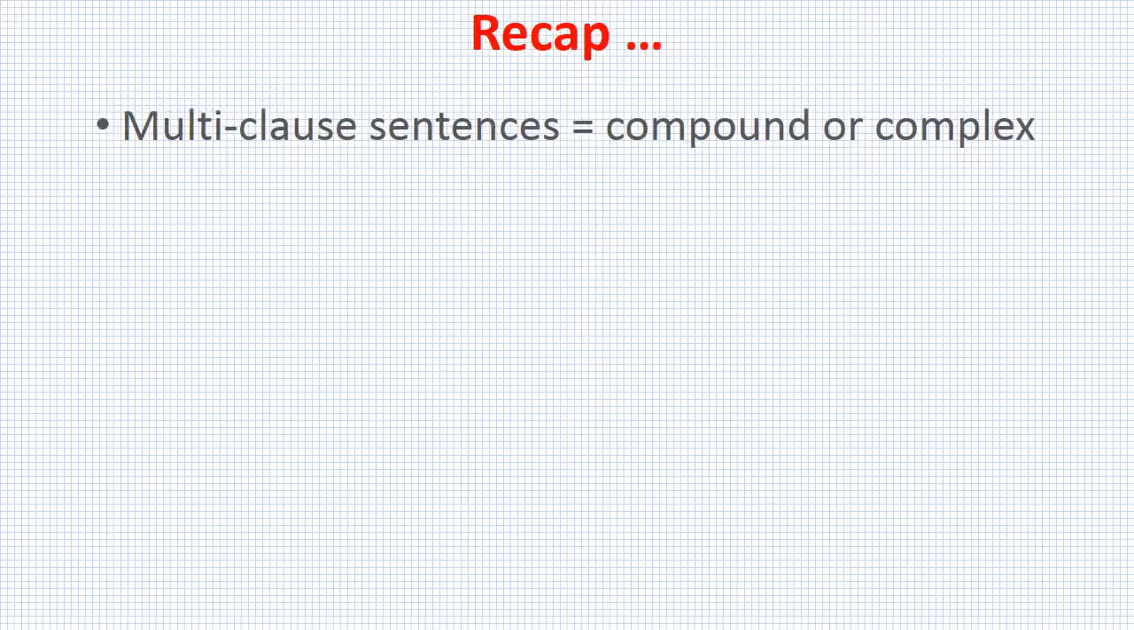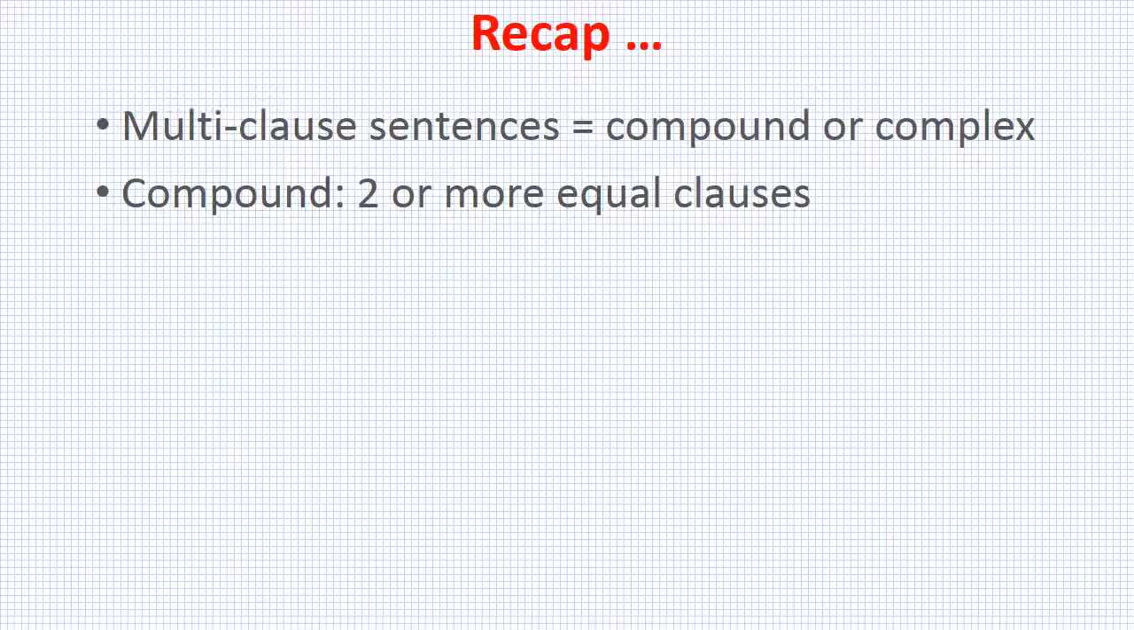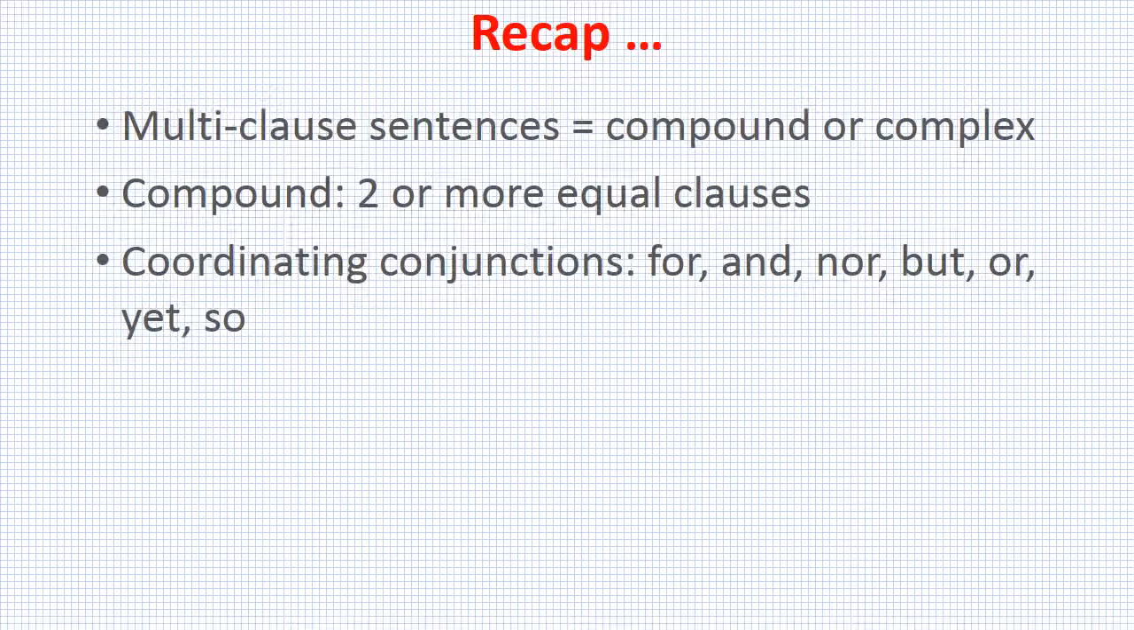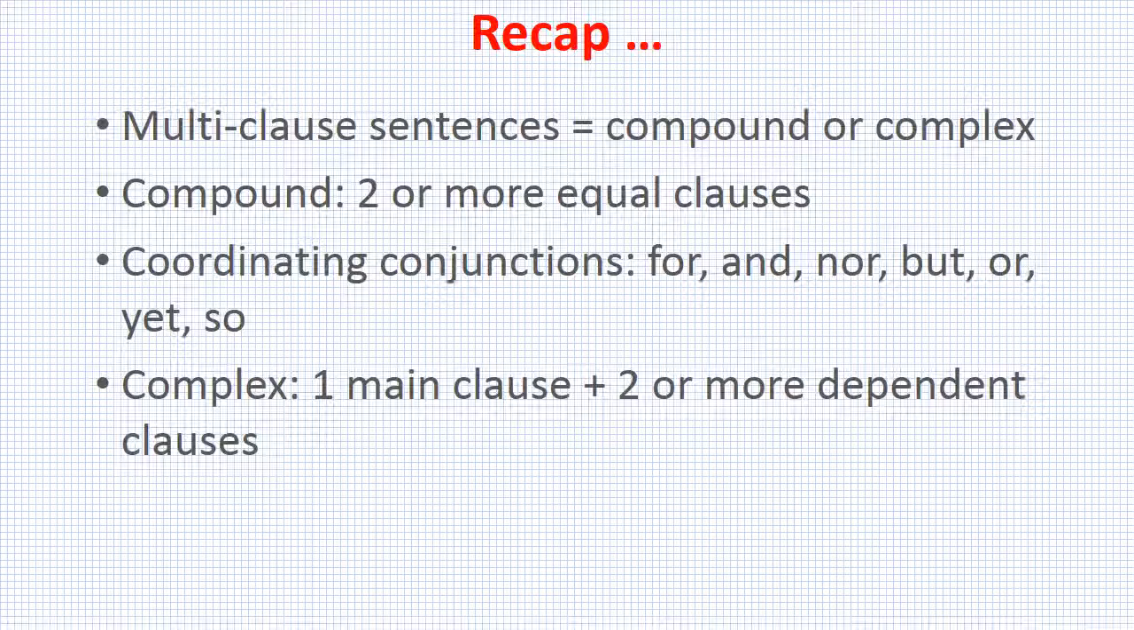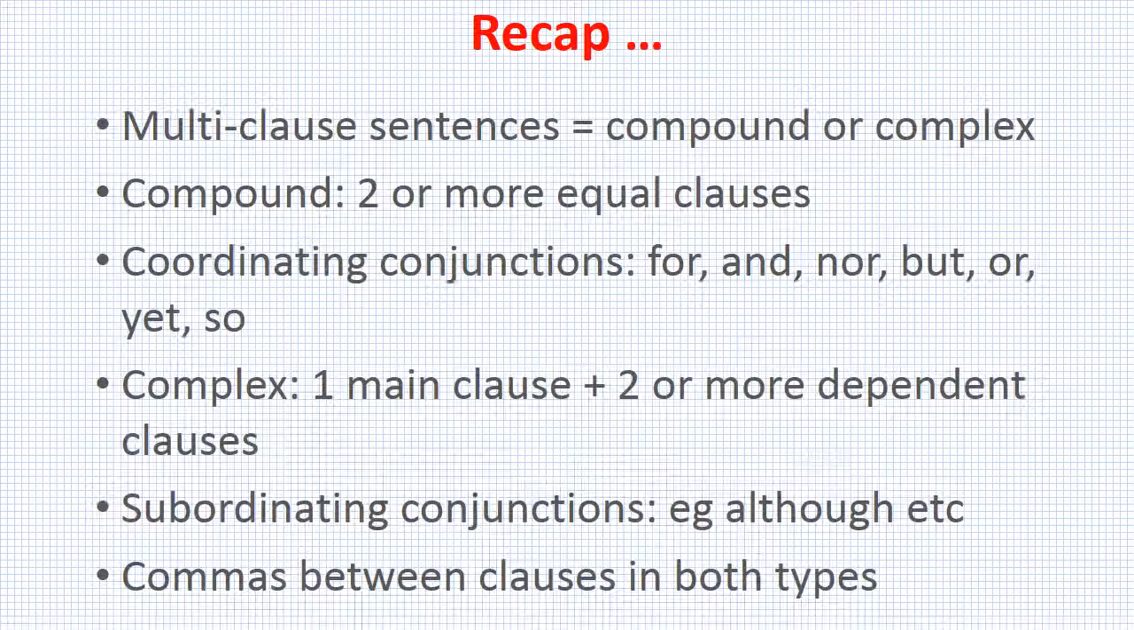So to recap, we've seen how sentences which have more than 1 clause are either compound or complex. Compound sentences have 2 or more clauses which can stand on their own. We use coordinating conjunctions for compounds, for example, and or but, and a comma between the clauses. Complex sentences have 1 main clause and 1 or more dependent clauses, that is, clauses that need the main clause to make sense. Subordinating conjunctions connect, and we generally use commas between the clauses. In the next activities, we're going to practice identifying clauses and conjunctions.